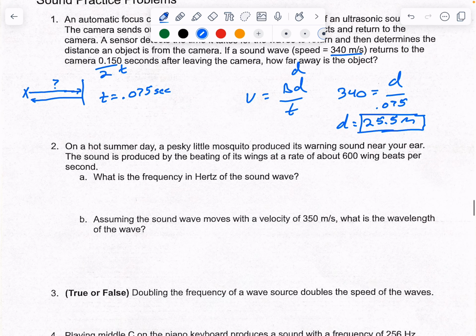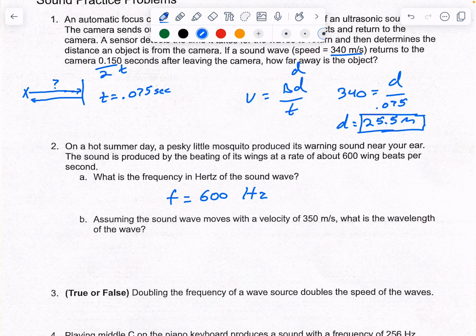On number 2, on a hot summer day, a pesky little mosquito produced his warning sound near your ear. The sound is produced by the beating of its wings at a rate of 600 beats per second. What is the frequency in hertz of the sound wave? So cycles per second is frequency. So your answer would just be 600 hertz. This was just to get you to notice that frequency basically means number of waves per second.